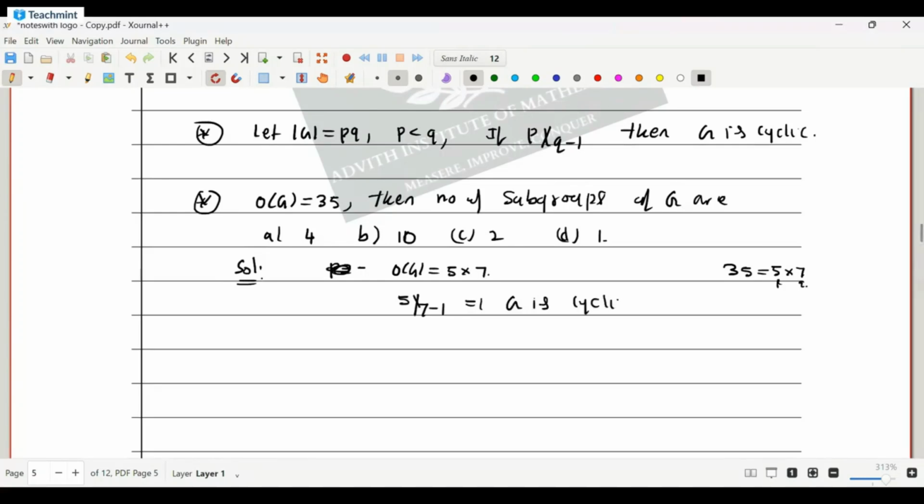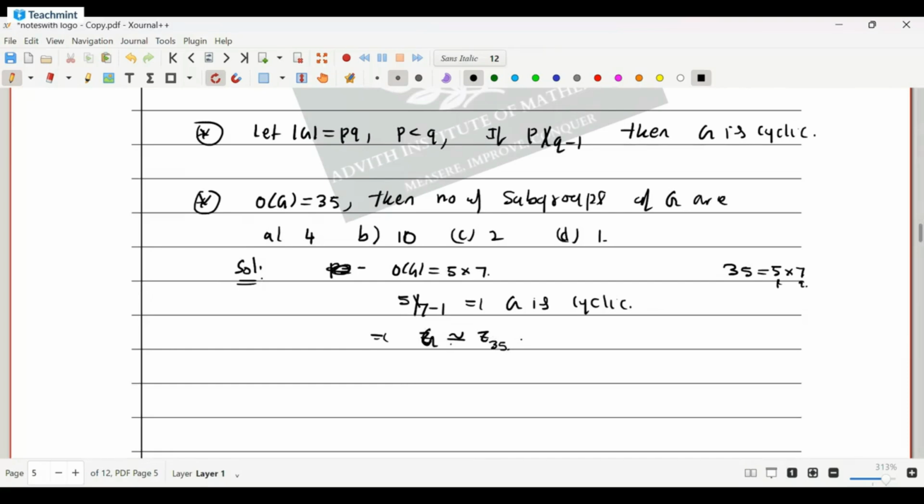G is cyclic, sir. 5 does not divide 7 minus 1 కదా. 5 does not divide 6. 6ని divide చేయదు కదా 5. So therefore G is cyclic. If G is cyclic అయితుంది, so G is isomorphic to Z35, which is a cyclic group.